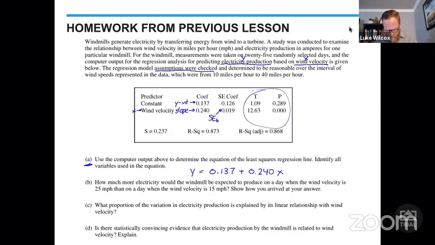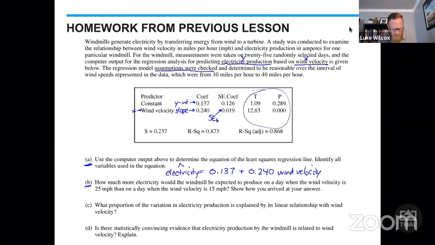So I actually try to get in the habit, instead of writing x, of writing what x represents, which is wind velocity. And instead of writing y, I'm going to write what y represents here, which we know is the electricity production. So I'm just going to write it as electricity. Now, the other thing that I think is really important here is that we are trying to predict the electricity from the wind velocity. So I'm going to put a hat on top of the electricity, showing that that is a predicted electricity value based on the wind velocity.